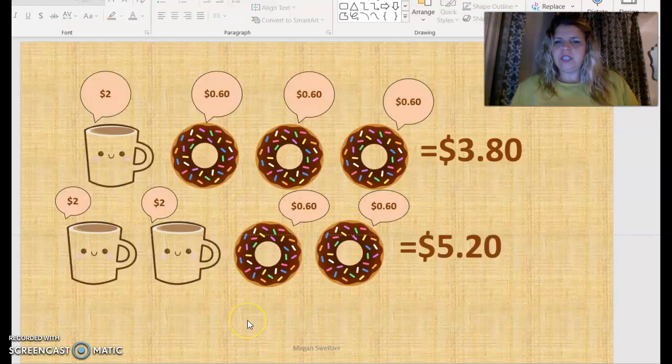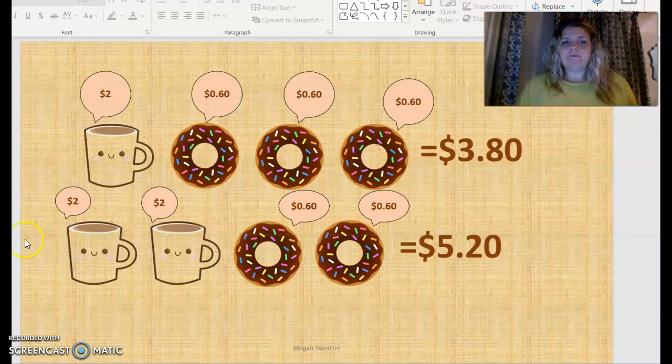And I broke it down just in a diagram, a drawing, so that you could see exactly how we got it. This kind of just summarizes what we've already talked about, and it makes it into a nice, neat little drawing so that you can visualize the cup of coffee is $2, the donut is 60 cents, and then it compares our totals. So I hope you guys enjoyed this.